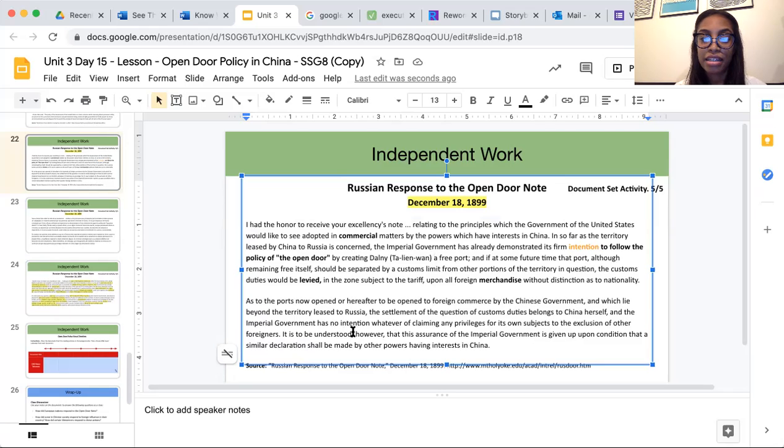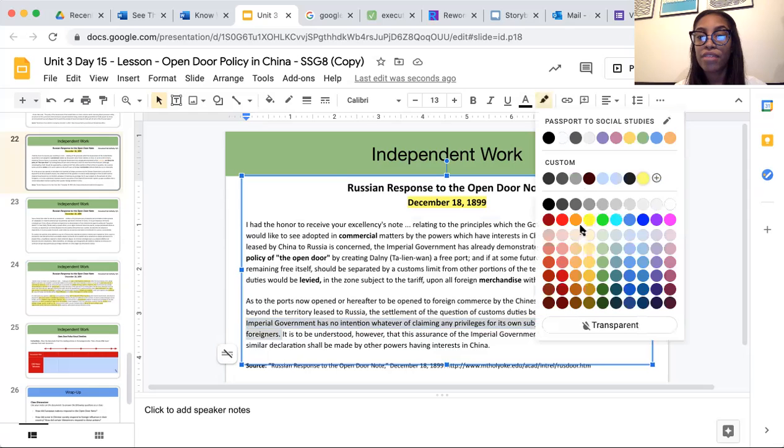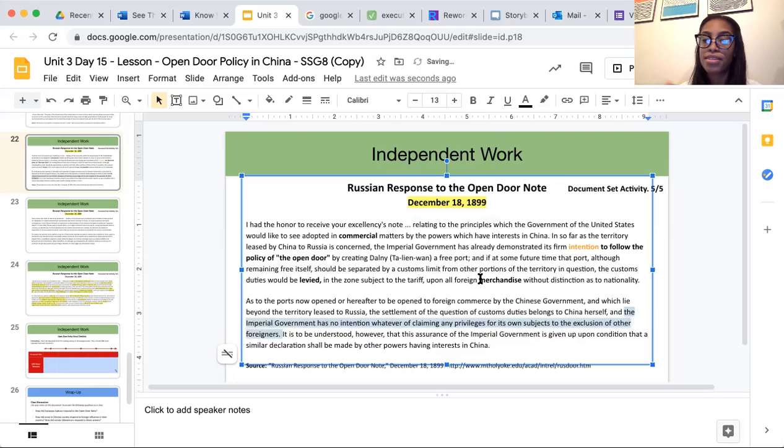It says here, "The imperial government has no intention whatever of claiming any privileges for its own subjects to the exclusion of foreigners." So it's saying we're not excluding foreigners and we have no special privileges. You are welcome to come on in, right?